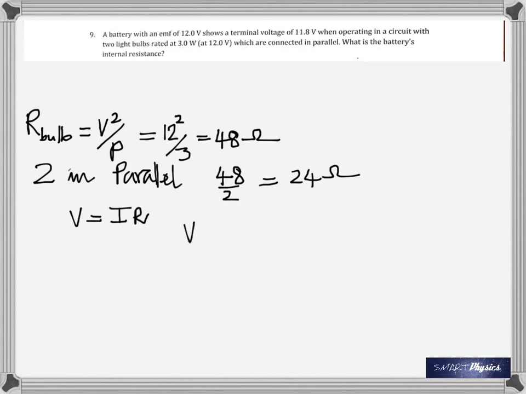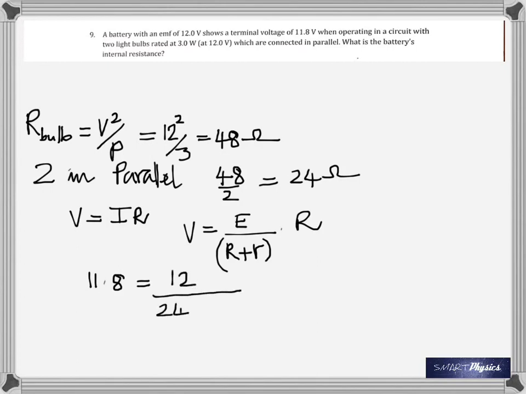And by Ohm's law, voltage is the product of current and resistance. But the current of the circuit is the EMF, which is the maximum voltage, divided by R plus r, and that's because those two are in series with each other. And then we know that the terminal voltage is 11.8, EMF is 12, the resistance here is 24, and the internal resistance is to be calculated.